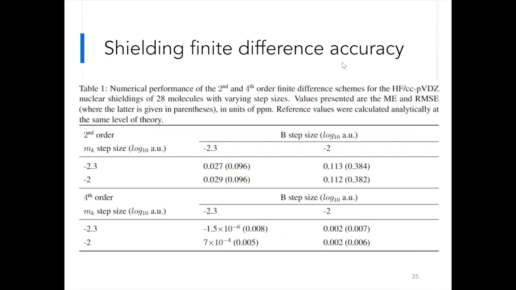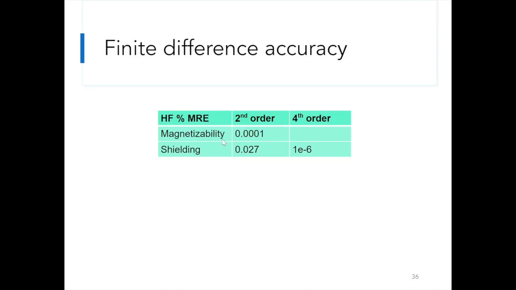On the other hand, with the shielding, now we have two step sizes to scan over. The second order finite difference doesn't do as well, but still pretty okay, right? We have 1e-2 in the percentage error. When we blow it up to fourth order finite difference, where we do 48 single points instead of 12 single points, you get this 1e-6 percentage error, which is pretty good. So this validates this approach of using finite difference to calculate properties with okay to minimal loss in accuracy.